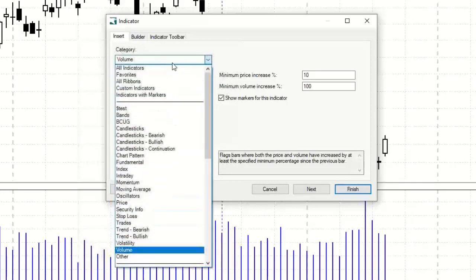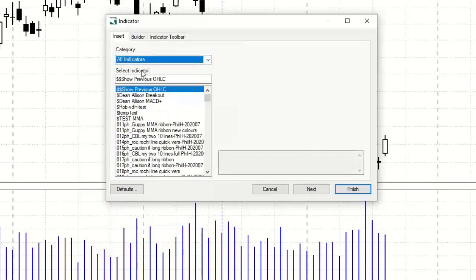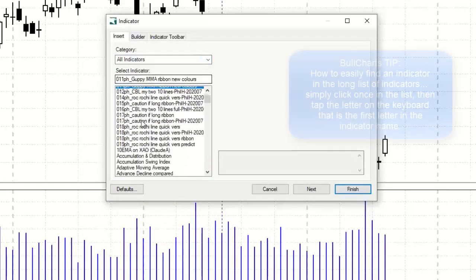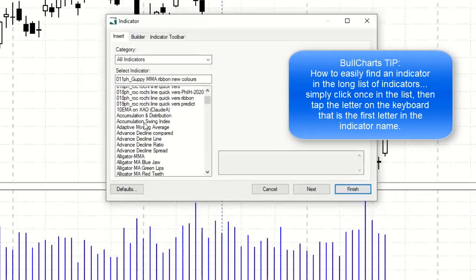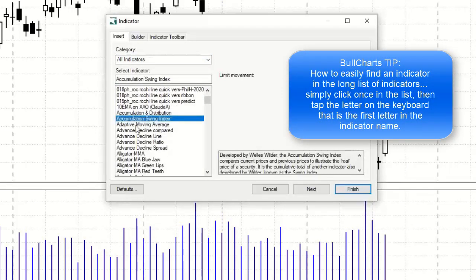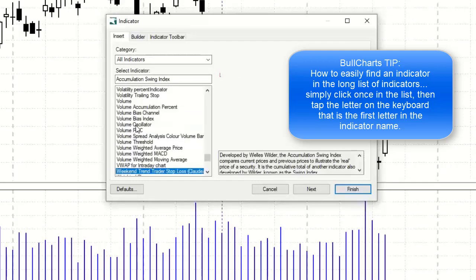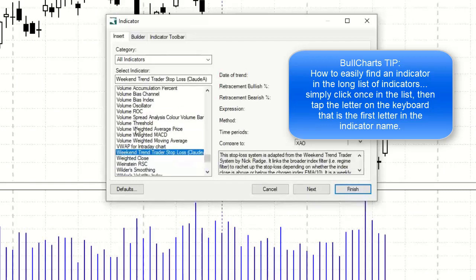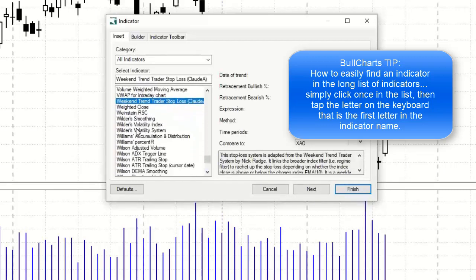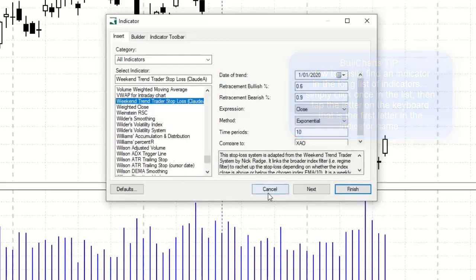One more little thing that might be useful: if you're ever looking at this long list of all indicators and you want to go down to the W's, all you've got to do is click once and then tap W on the keyboard and it will jump down to the W's. So there's a quick way to scroll through that list.